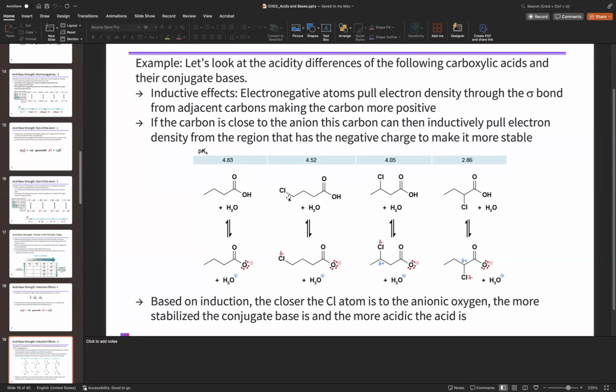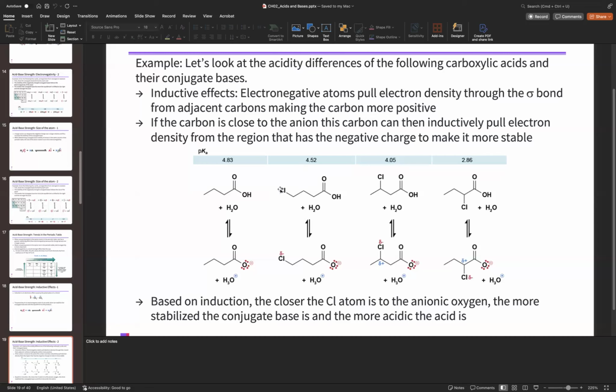How far is it from the carbon on which we have the C double bond OOH? That's this carbon down here. So from here it's 1, 2, 3, and 4th carbon. It's located on the 4th carbon. But look at the acidity, I mean the pKa difference of these first two compounds. The first compound had a pKa of 4.83. The second compound has a pKa of 4.52. What does that mean? The one with smaller pKa is the stronger acid, right? So having a chlorine is making this compound slightly stronger.